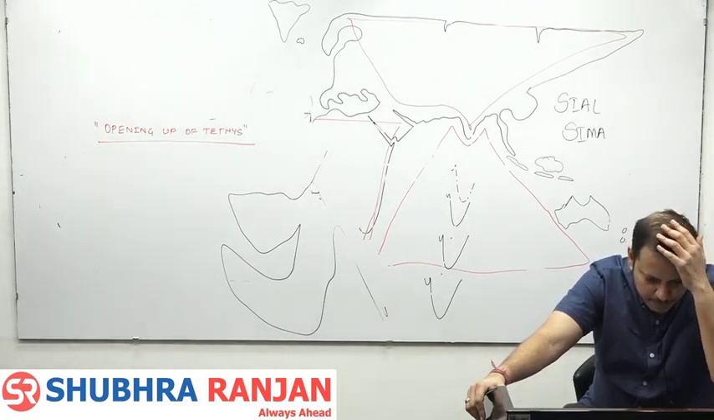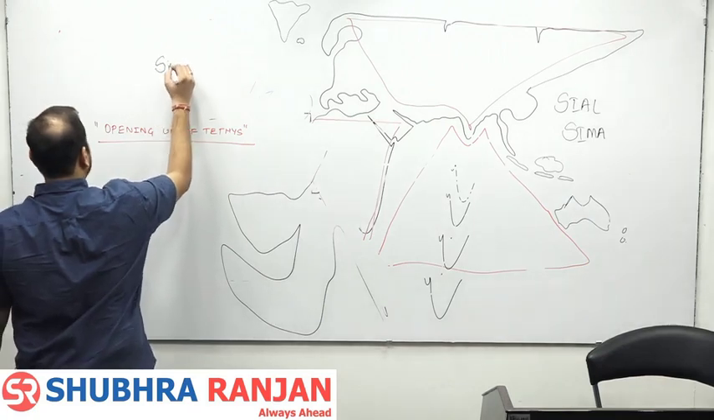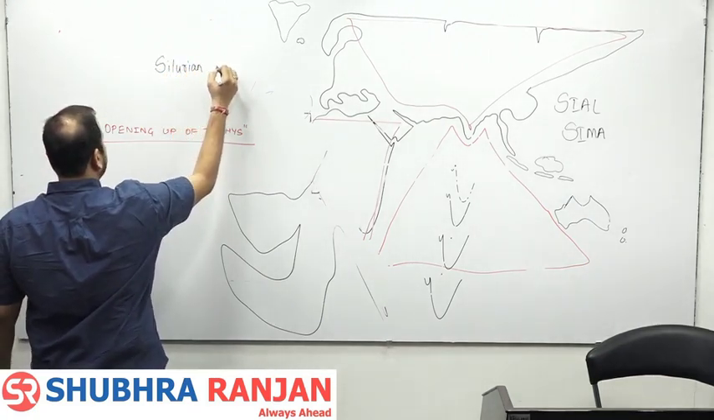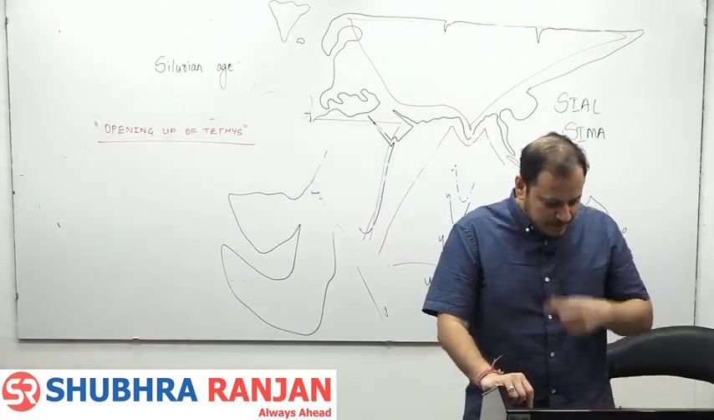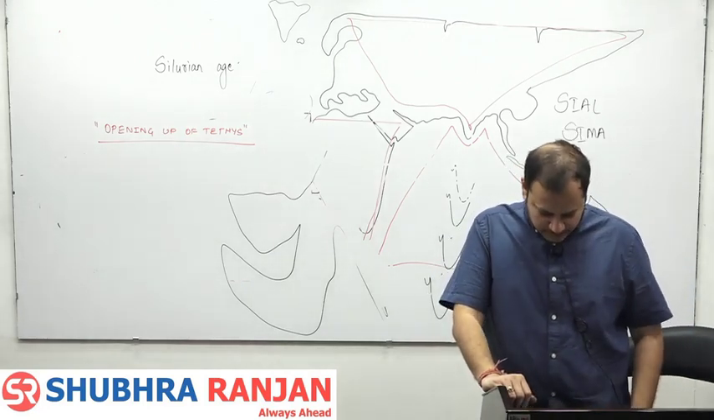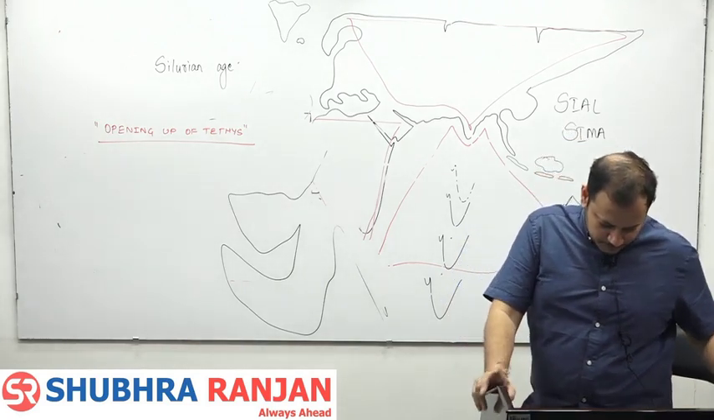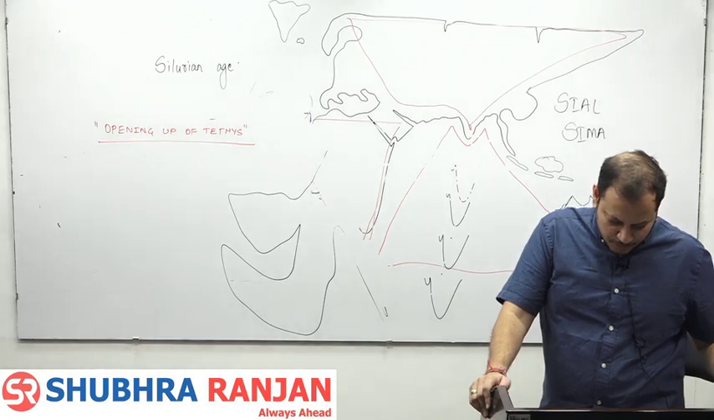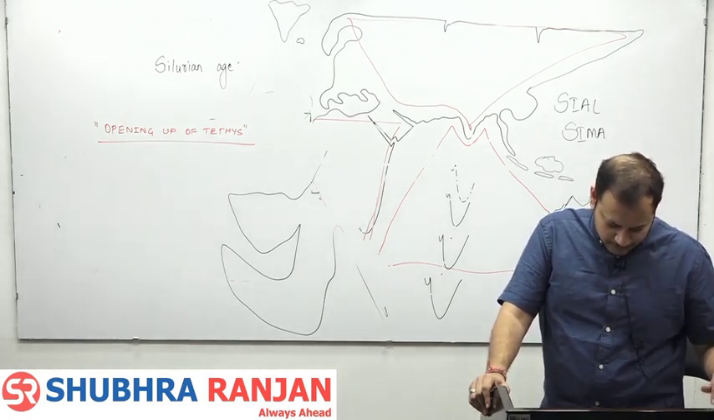Example, once upon a time, in the Silurian age, in brackets 350 million years ago, the equator passed through Norway.